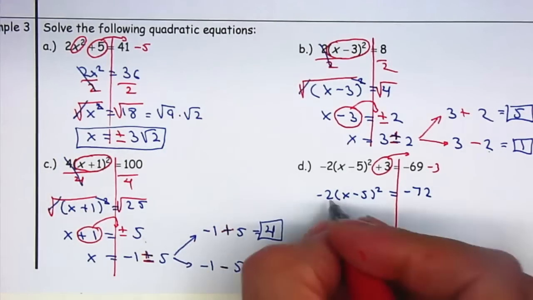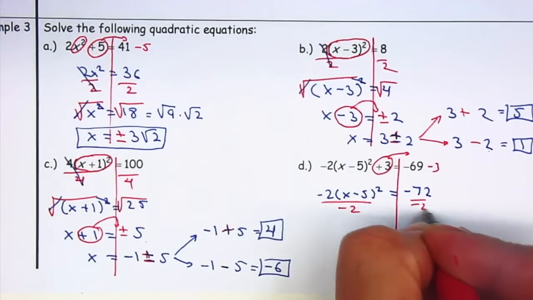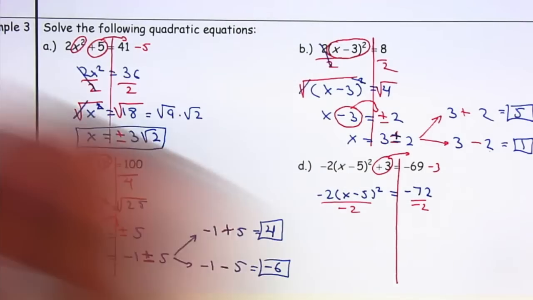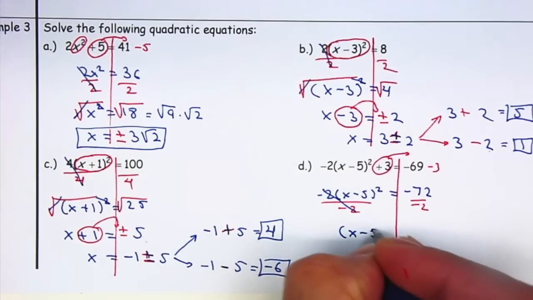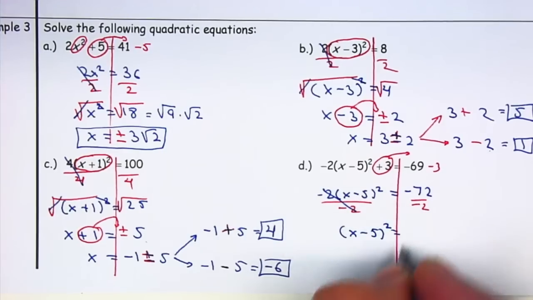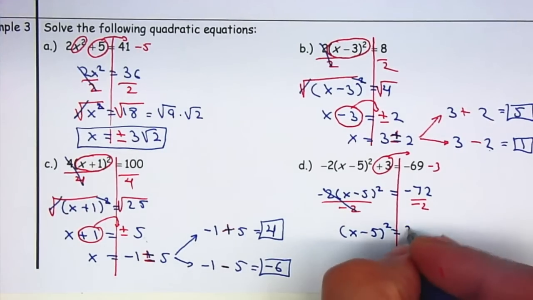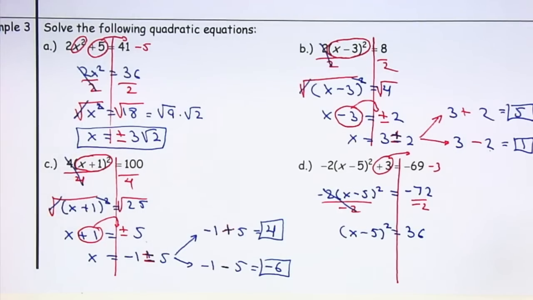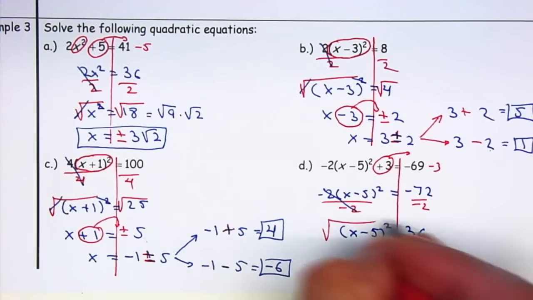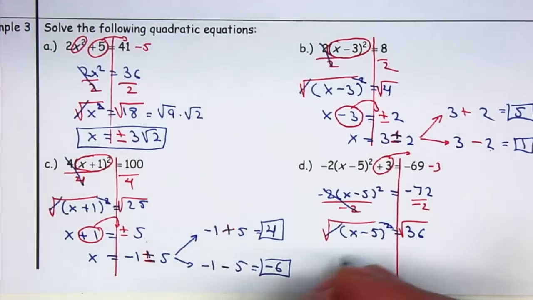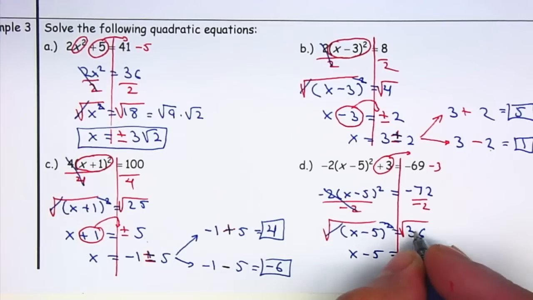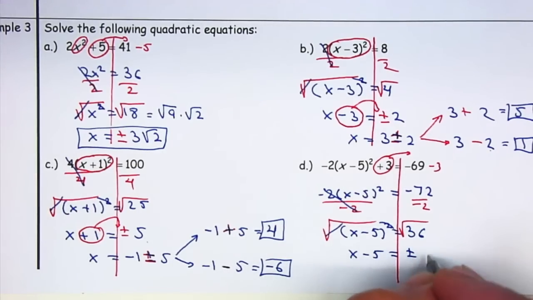Now I can divide by negative 2 to get rid of it. Now x minus 5 squared is equal to negative, and negative is going to be a positive, so it gives me positive 36. I can take the square root on both sides. That will cancel. So x minus 5 is equal to the square root of 36, which will give me plus or minus 6.